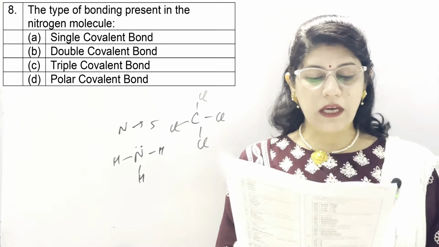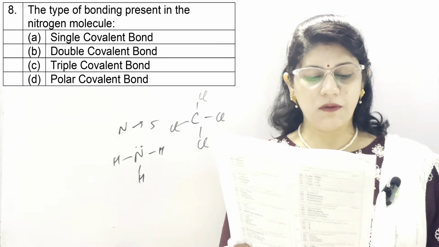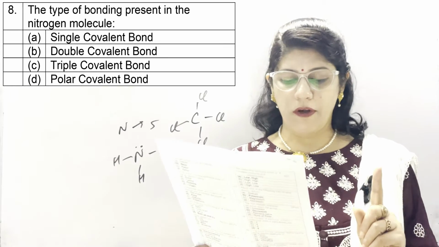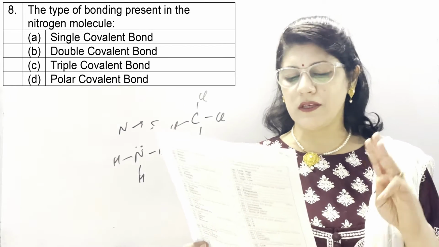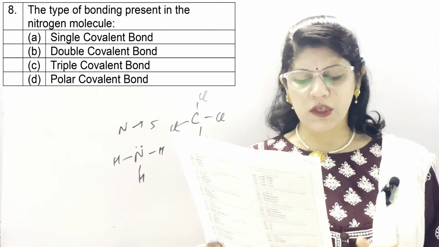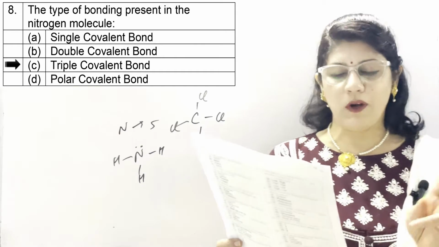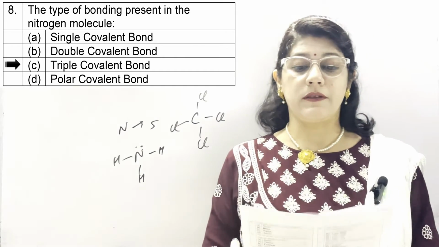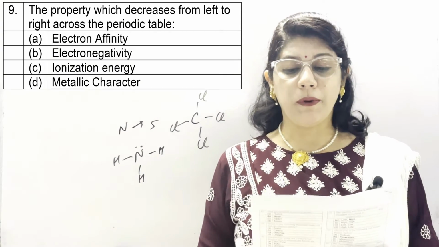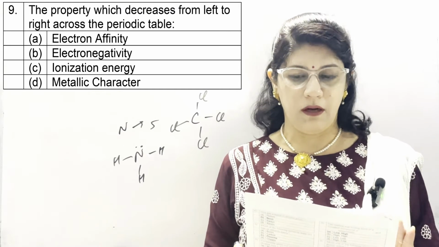MCQ number 8 is: type of bonding present in nitrogen molecule. Option A is single covalent bond, B is double covalent bond, C is triple covalent bond and D is polar covalent bond. We know that by mutual sharing, nitrogen has 3 covalent bonds. It means triple covalent bond. C option is correct.